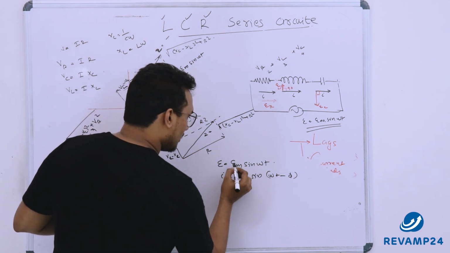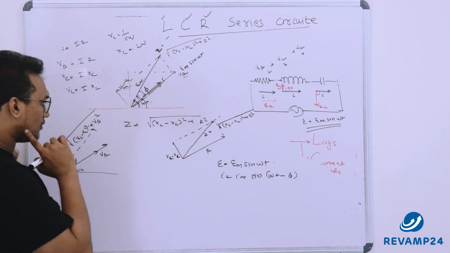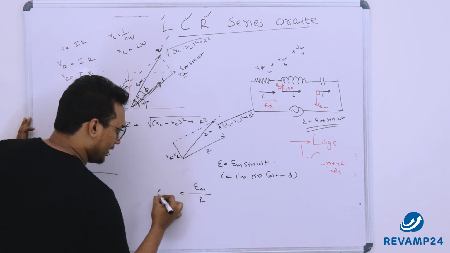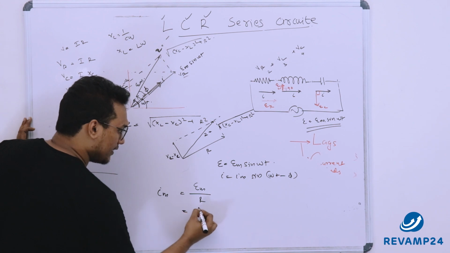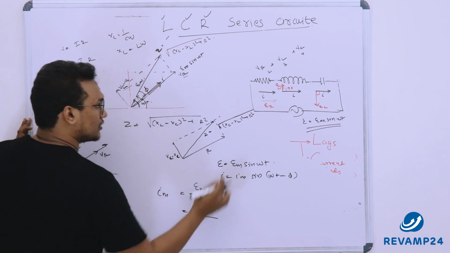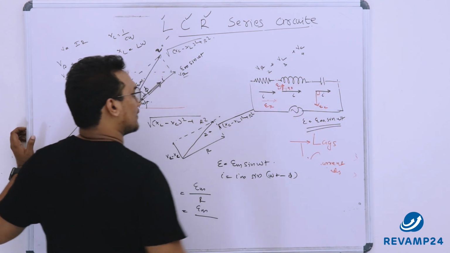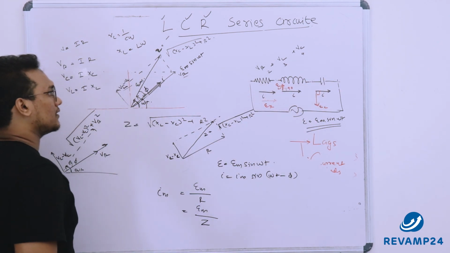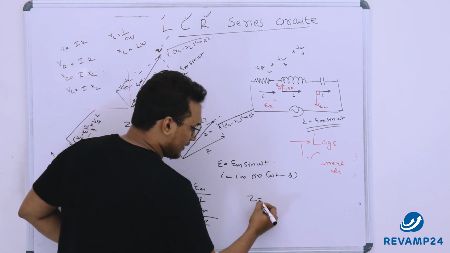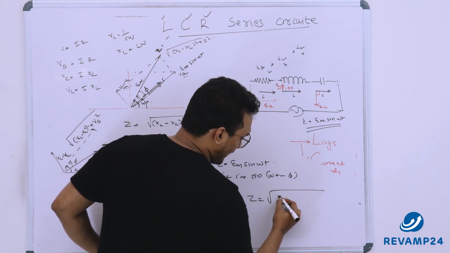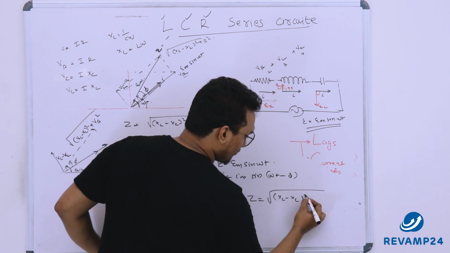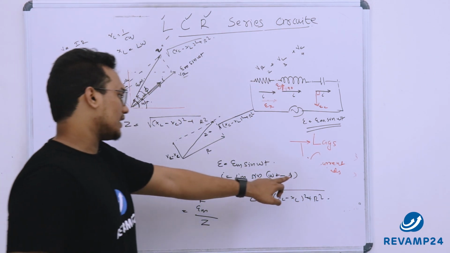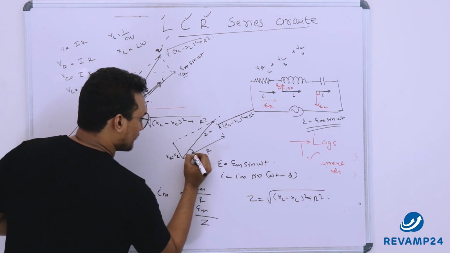Now how to get the value of EM and IM? We know that EM divided by R would be IM. Now instead of R, I have the combination of L, C and R, and the effective reactance I have to mention here. So that would be Z. And what is the value of Z? Z is equal to root of (XL minus XC) the whole square plus R square. Now if you ask me how to get the value of phi, this is the angle phi.